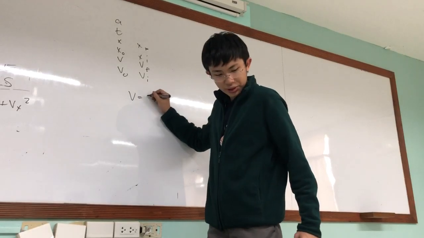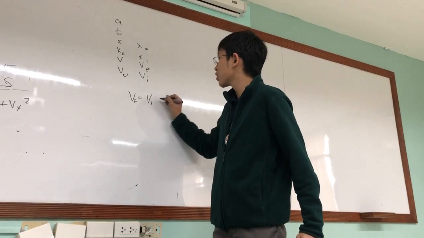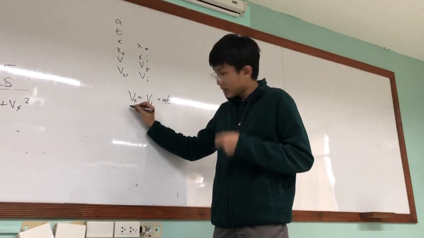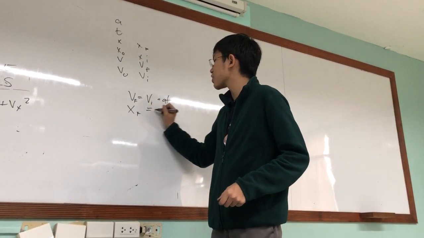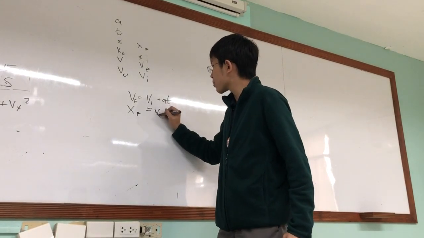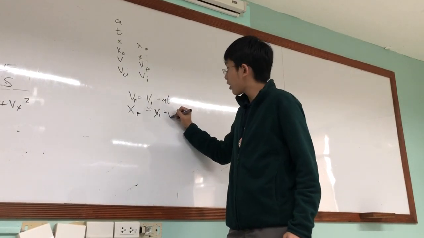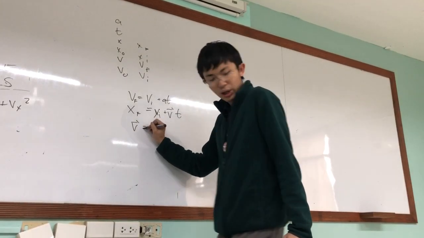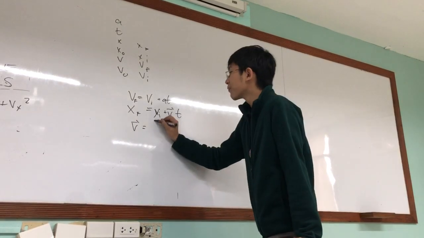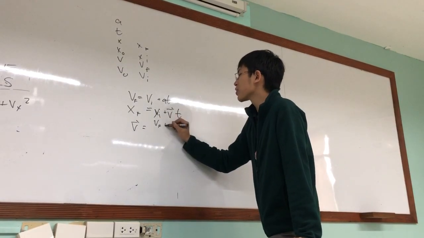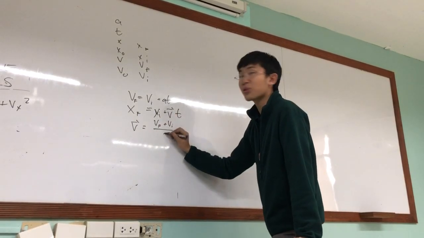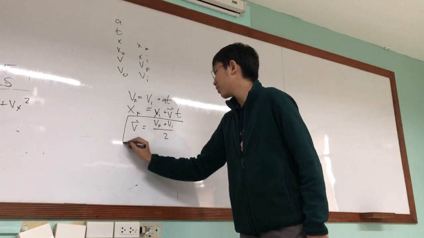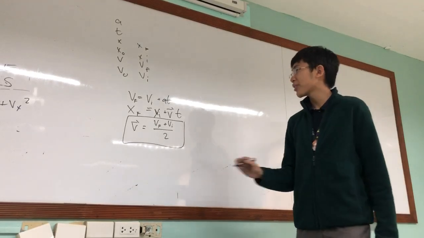V final equals V initial plus AT, we know that, right? And then our final position equals our initial position plus average velocity times time. Average velocity, this is the trickiest equation to use, equals V final plus V initial over 2. Right? Okay, this equation only works under certain conditions.